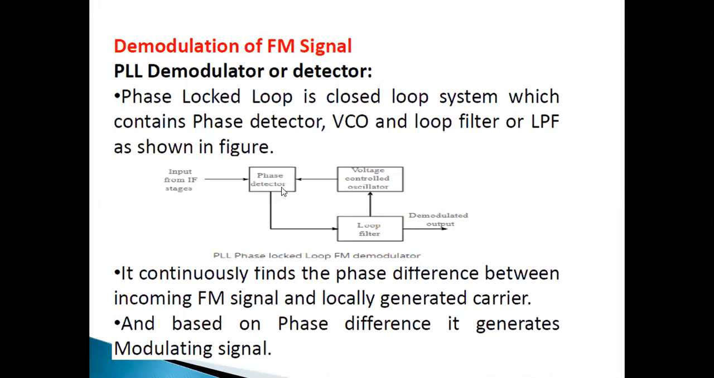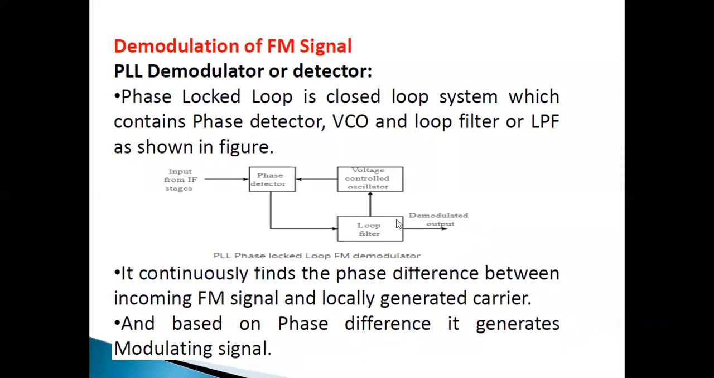Then it will find the phase difference from the IF stages. Then it will give it to the loop filter. If the output received from the phase detector is satisfied by the loop filter, then by applying the low pass filter, any unwanted information will be eliminated. Finally, we can give the output, and that output will be treated as the demodulated output.